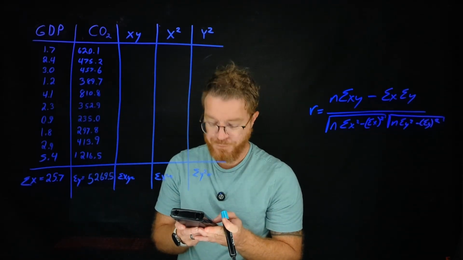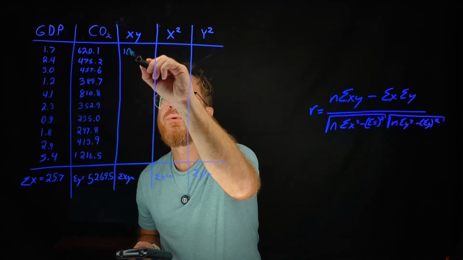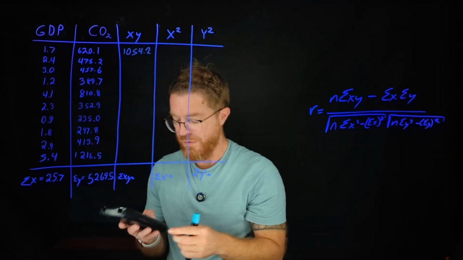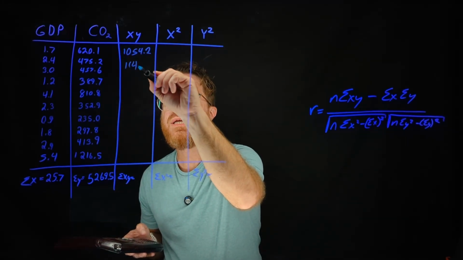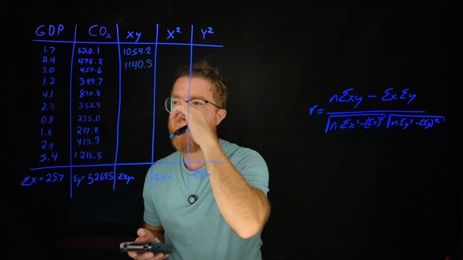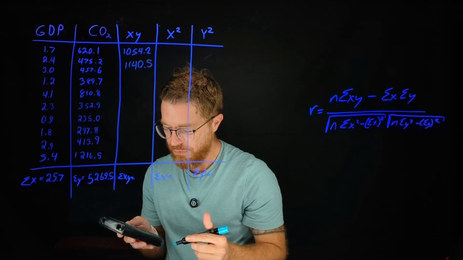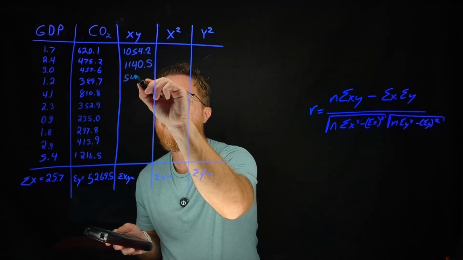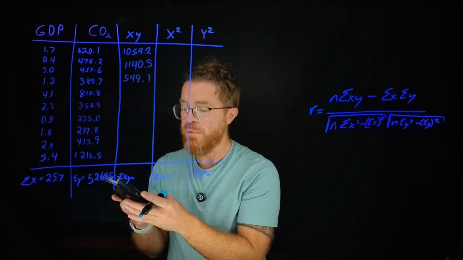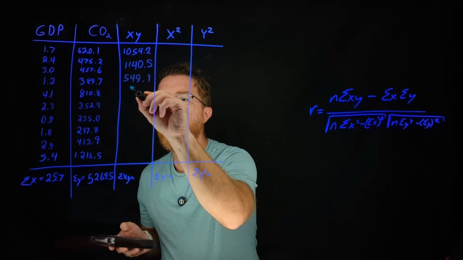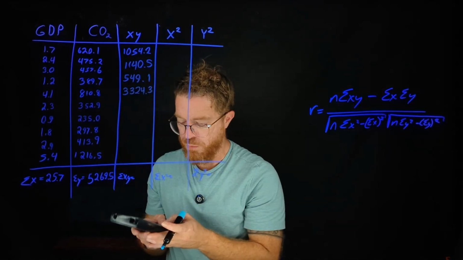So next up, we're going to multiply our x values times our y values. We have 1.7 times 620.1, which gives us 1,054.2. 2.4 times 475.2 gives us 1,140.5. 1.2 times 457.6 gives us 549.1. 4.1 times 810.8 gives us 3,324.3.